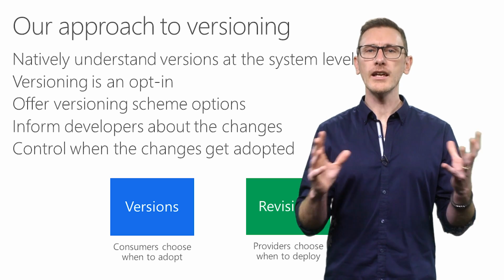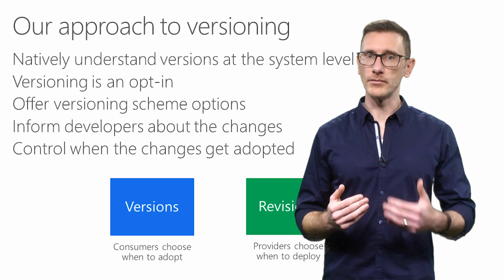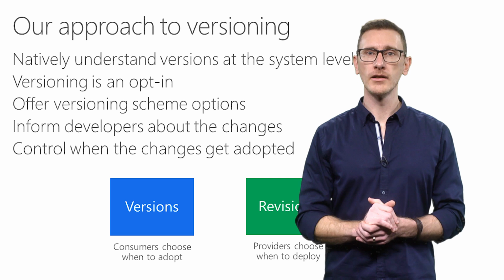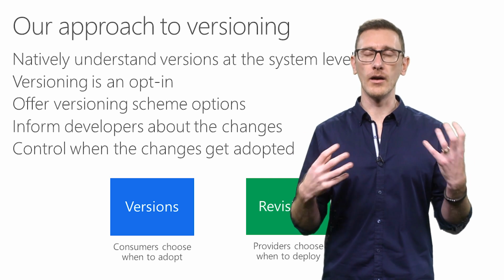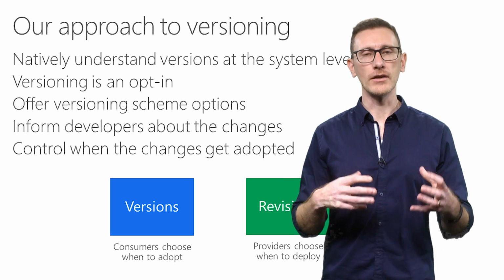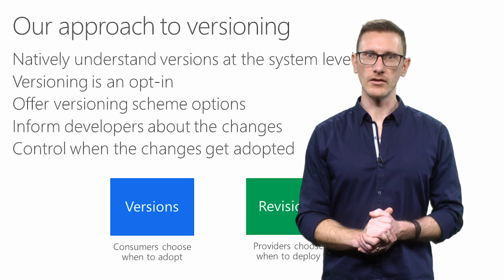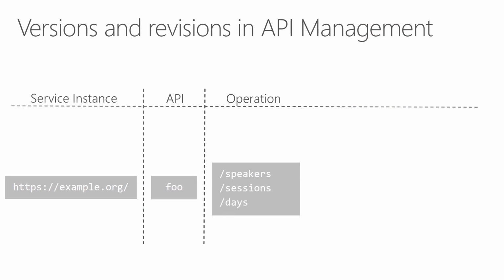Well, first, we natively understand versions throughout the whole system, but it's an opt-in. You don't have to take it. We give you a whole bunch of different approaches to actually apply versions to your APIs, and we give you a way to inform developers and control when changes get adopted. So let's take a look at how versions and revisions actually work in Azure API Management.